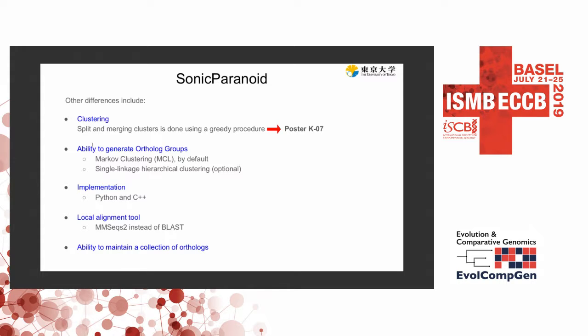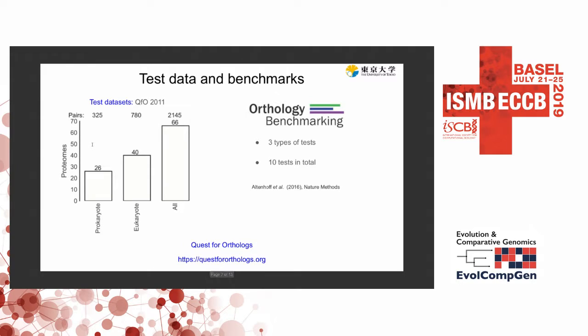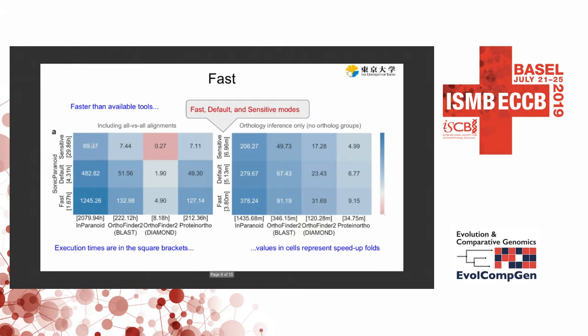It's in Python. We use MMseqs2 for the alignments, which made it faster. And we also give the opportunity, if you want, to keep your collection of orthologs without need of a database. And we tested using the dataset and benchmarking service from the Quest for Orthologs, which is a community, which here, Christophe is here, for example, and many people. And this is very nice because it saved me, for example, lots of time in all the analysis and the testing.